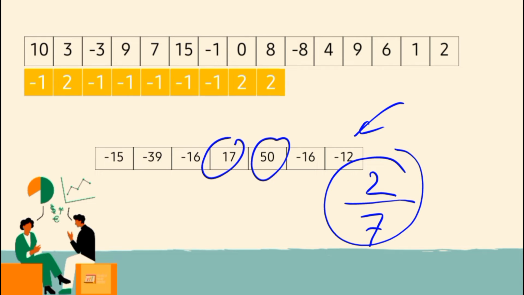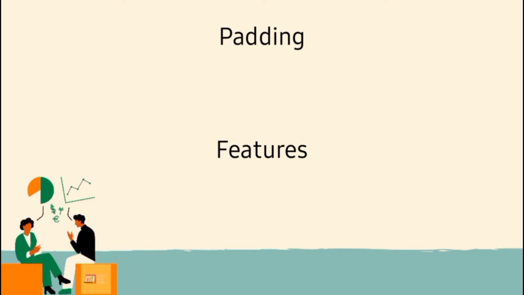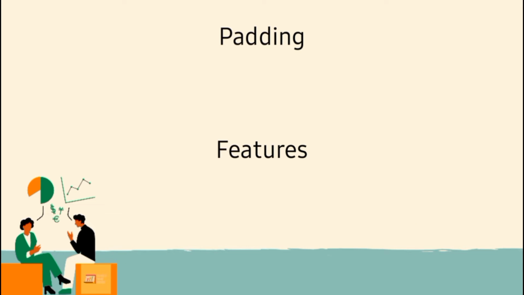And this convolution output would be used several times depending on how many bias values we have. Okay, now lastly, the number of kernels produced in Rocket is 10,000 by default. In MiniRocket, it's roughly 10,000. To be exact, it is the multiple of 84 that is nearest to 10,000, which is 9996 kernels.